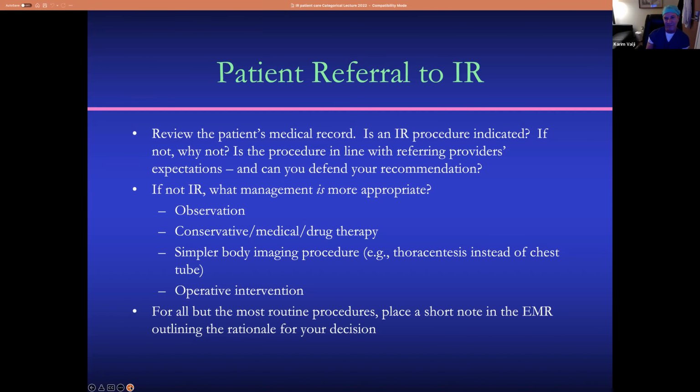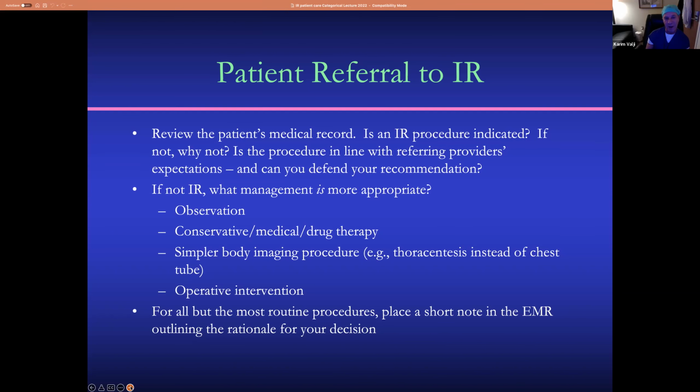What you want to get from a referring doc on the phone or in whatever form is a story of a patient. You're going to listen to that story, you're going to review the record, and your first job is to decide, is an IR procedure indicated? It's not up to the referring doctor. You decide, any more than an internal medicine doc could tell a surgeon, I want you to do a CABG. That would be unheard of. IR should work the same way. We're doctors, not technicians. So you need to decide, is a procedure indicated?